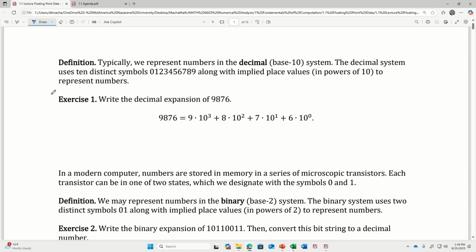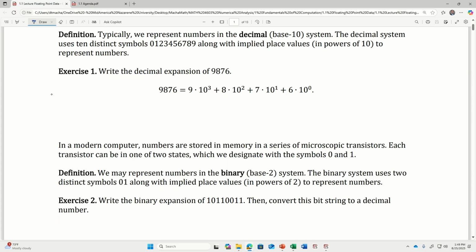If I ask you to write a decimal expansion, like in your homework, it says exercise 1, write the decimal expansion. This is what I would expect you to do. This looks stupid, it looks redundant, but I just want you to remember this. If you see 9876, what that means is 9 times 10 to the third power, plus 8 times 10 to the 2 power, plus 7 times 10 to the 1 power, plus 6 times 10 to the 0 power. So we're talking about powers of 10, and this is also what we call place value. Where we place the digit tells us how much value it's worth.